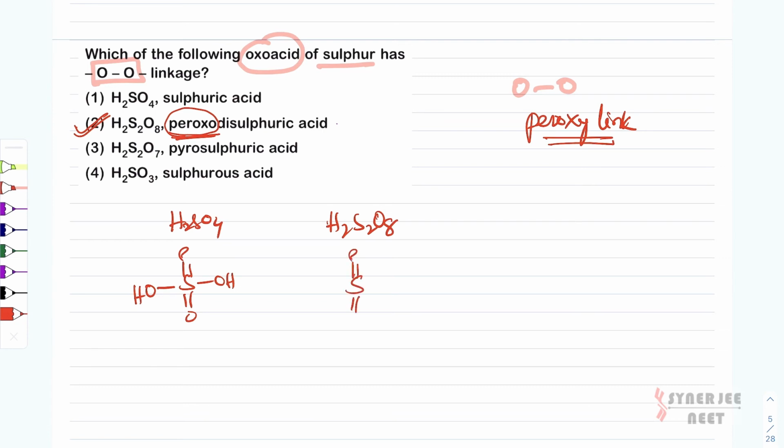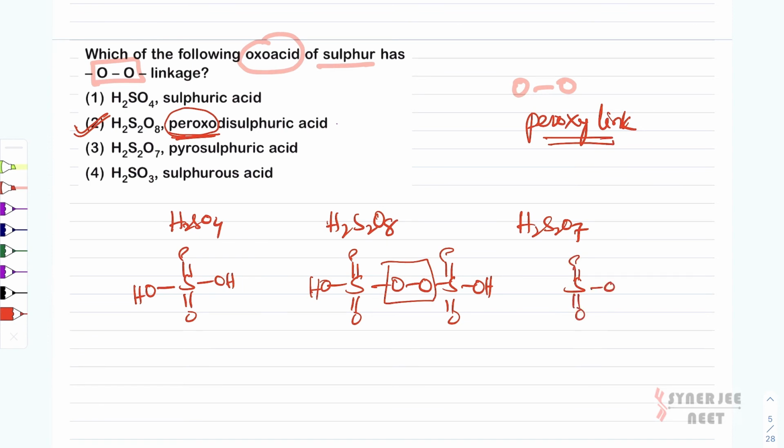H2S2O8 structure is like this. Oxygen, and here double bond O, OH and OH. This is H2S2O8. See the peroxy link here. And H2S2O7, let's write the structure of that also. H2S2O7. Just remove one oxygen from H2S2O8 and it will convert into H2S2O7. You can easily remember: if you remove one oxygen, the middle oxygen, you will get this.